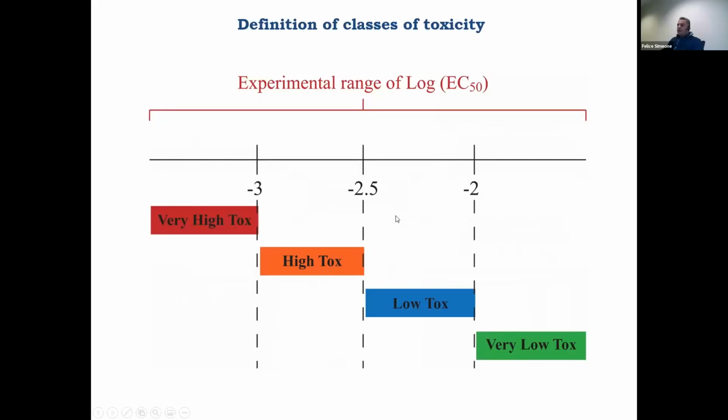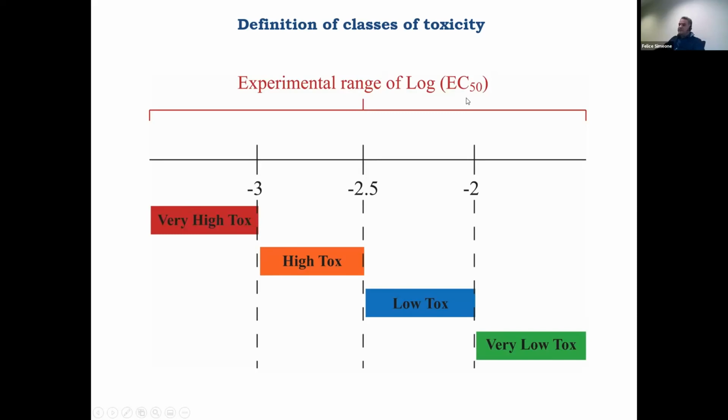Now, if we define what we mean by toxicity, what is very high toxicity, very low, how do we rank the toxicity? Starting from in vitro experiments, a method is to classify them in terms of the amount of nanoparticle that kills 50% of the cells. The lower is this value, the higher is the toxicity. This is a logarithmic scale, and then we can define classes of toxicity in terms of amount of nanoparticles that kill the cells.